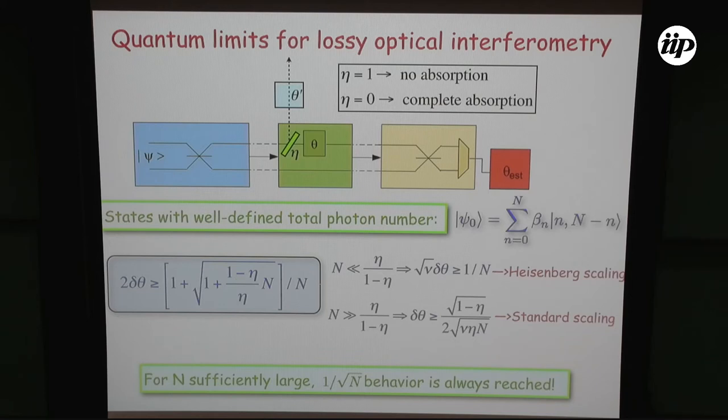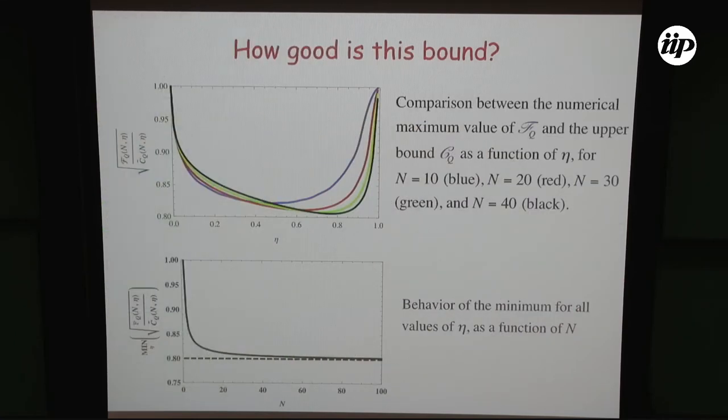From this expression, you can also see that for n sufficiently large, the quantum standard limit behavior is always reached, independent of the dissipation. Okay? So if you increase n, you get to this quantum standard limit. Now, this is some numerical calculation we have done, comparing this quantum upper bound for the quantum Fisher information with the quantum Fisher information itself.